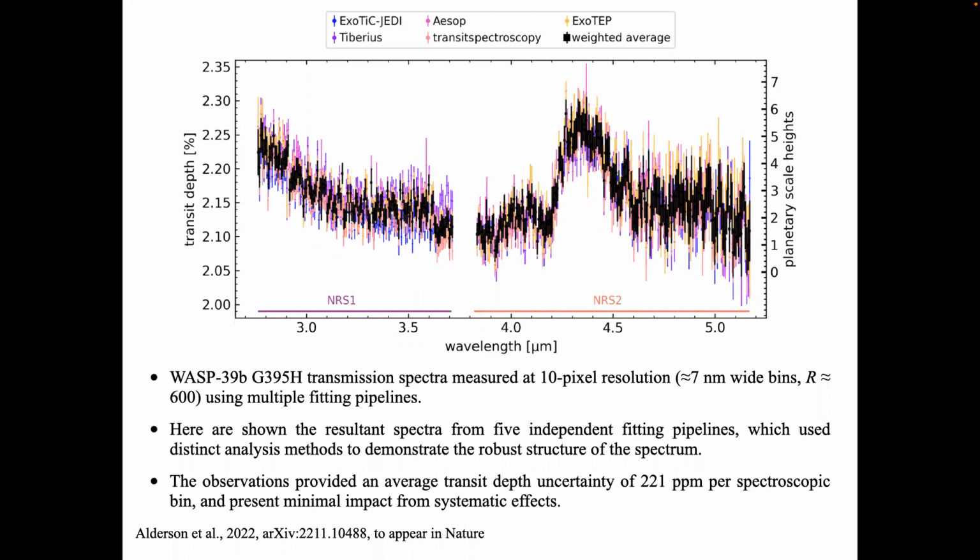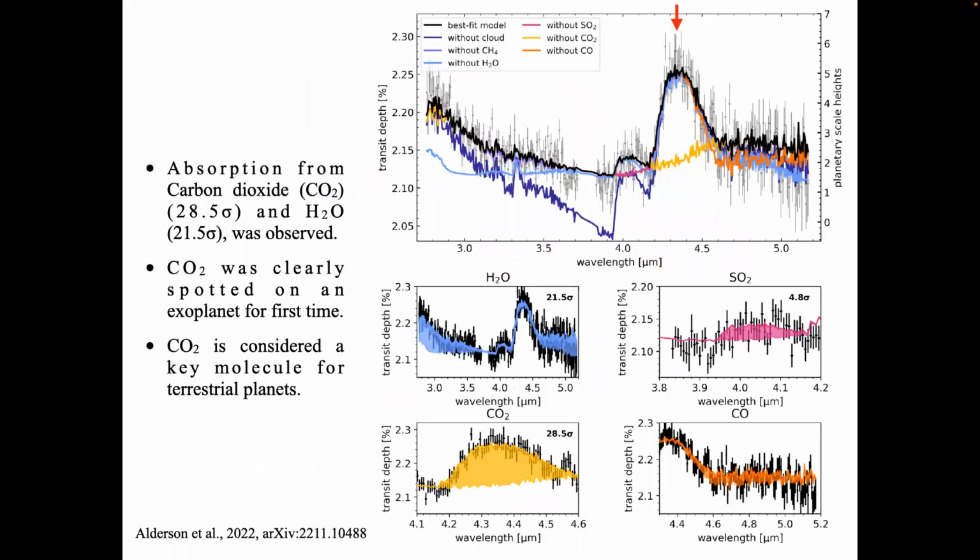Each pipeline was developed independently. So we are very sure that our data are very robust, because all the pipelines are very consistent with each other. This is also why we are a lot of people. We developed a lot of software for analyzing the data. And we detected carbon dioxide very nicely.